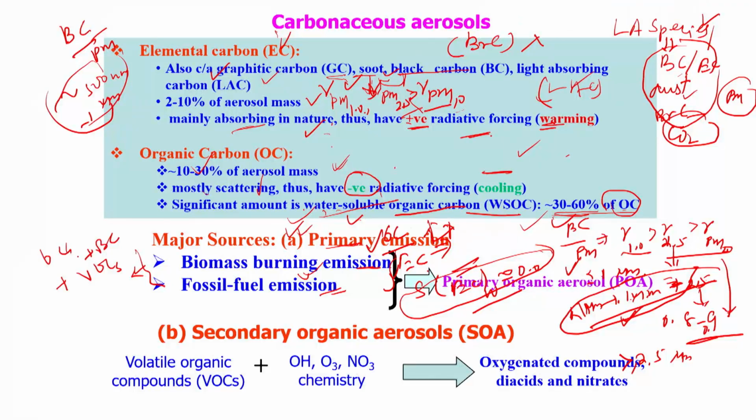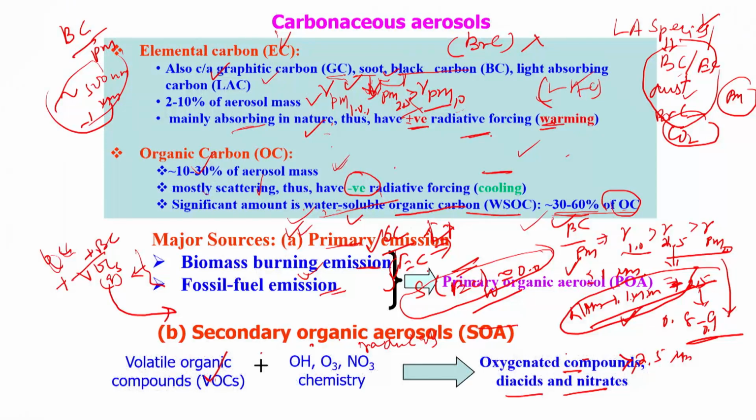But if you just see, what will it give? It will give organic carbon as well as black carbon, and it will also give gaseous form. Now, the gaseous form cannot be talked about as particulate matter. So, what will happen? These species, volatile organic compounds that are there in the atmosphere, in the presence of oxidizing radicals like OH, ozone and nitrate radicals, are reacting and forming oxygenated compounds, diacids and nitrates.